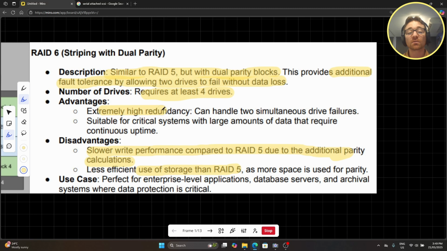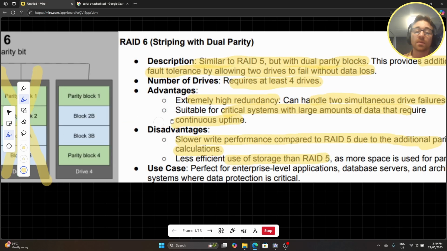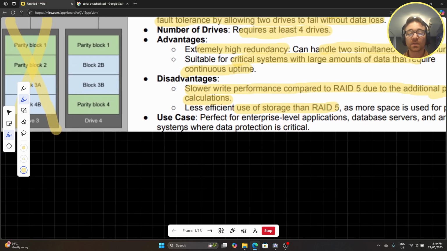However, we do have very high redundancy. It can handle 2 simultaneous drive failures. That's pretty good, right? So if you've got a critical system with a lot of data that requires continuous uptime and you can afford it, maybe this would be the one for you.